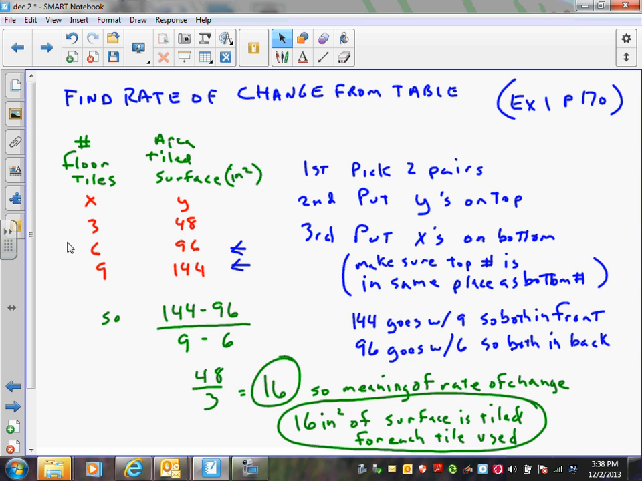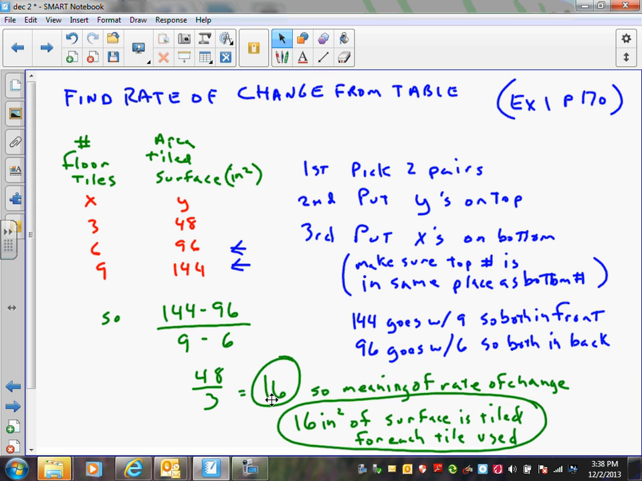I chose to use the last two pairs, the 6, 96 and the 9, 144. So notice, 144 goes with 9, so both of them are in front. 96 goes with 6, so both of them are in back. I got my x's on bottom, I got my y's on top. That's very important. 144 minus 96 is 48. 9 minus 6 is 3. And 48 divided by 3 is 16. So the rate of change is 16.